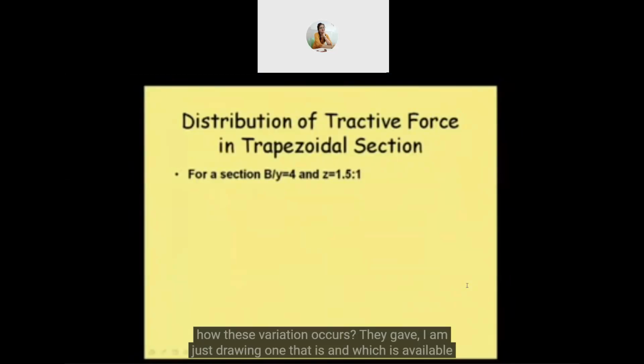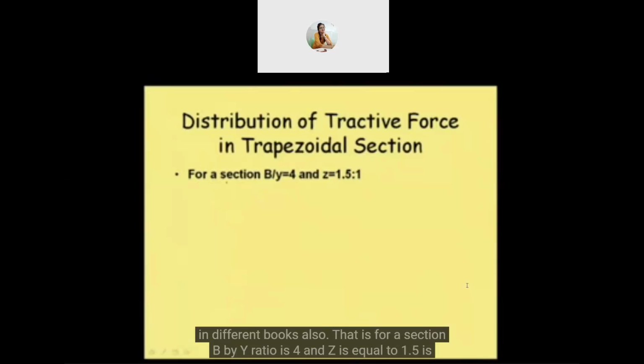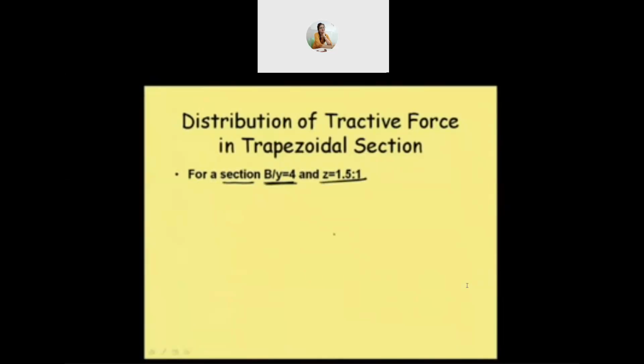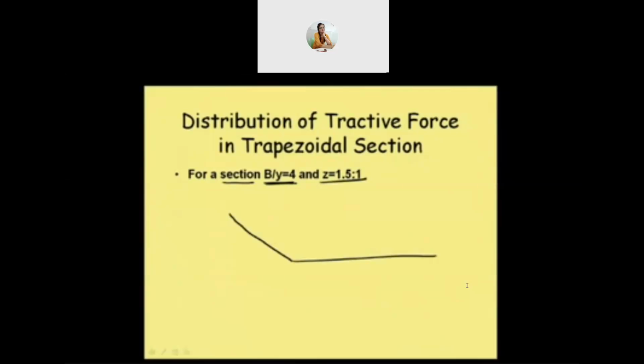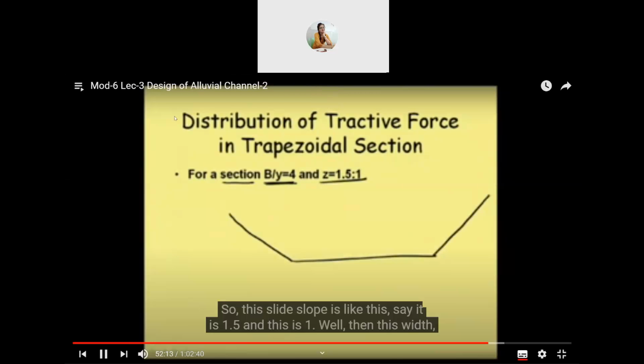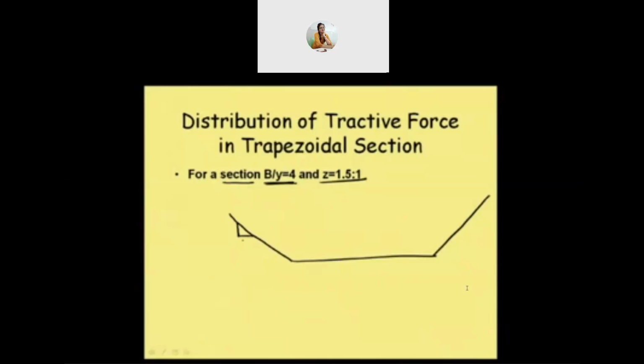And they gave, I am just drawing one which is available in different books also. That is for a section where the B by Y ratio is 4 and Z is equal to 1.5:1, 1.5 horizontal to 1 vertical. So that channel, if we draw, it is like that. So this side slope is like this, so it is 1.5 and this is 1.